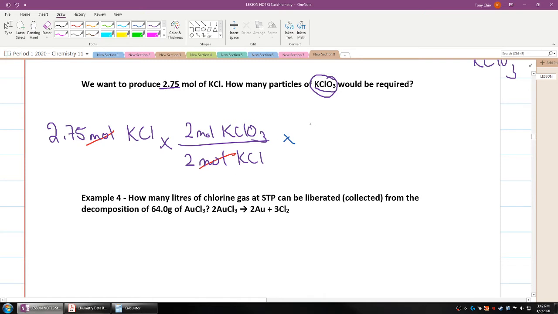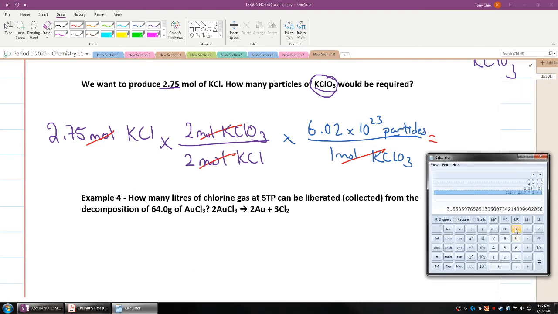So Avogadro's number is 6.02 times 10 to the 23 particles over 1 mole of KClO3. As you see here, our moles cancel out. So we're left with just particles. So again, we punch this into our calculator, and we see that 2.75 divided by 2 times 2 gives us 2.75 still, times 6.02 times 10 to the power of 23. And we get this large number.